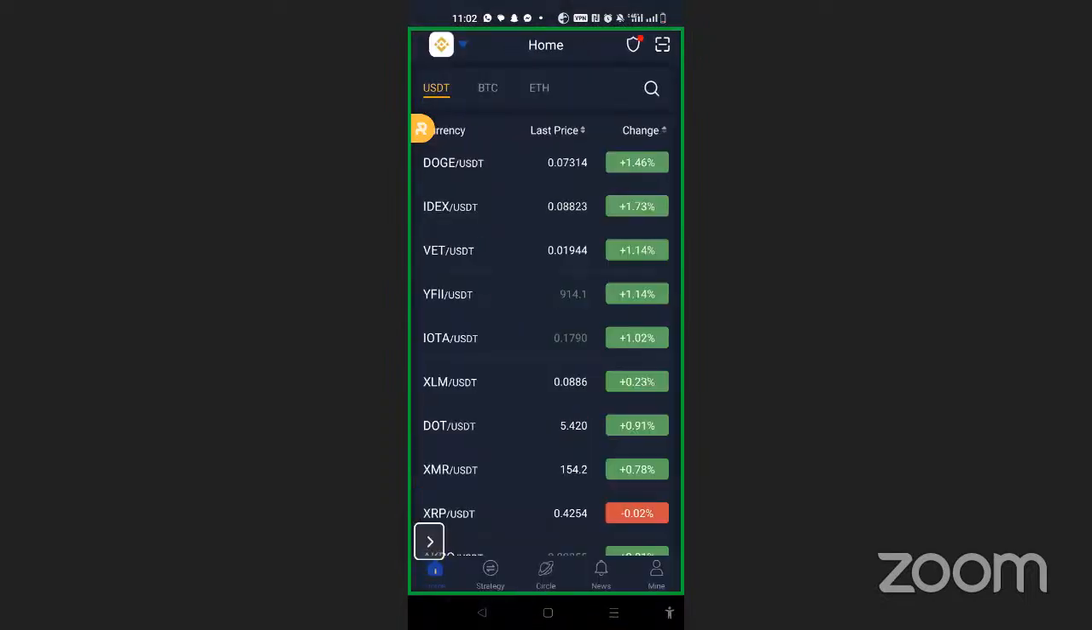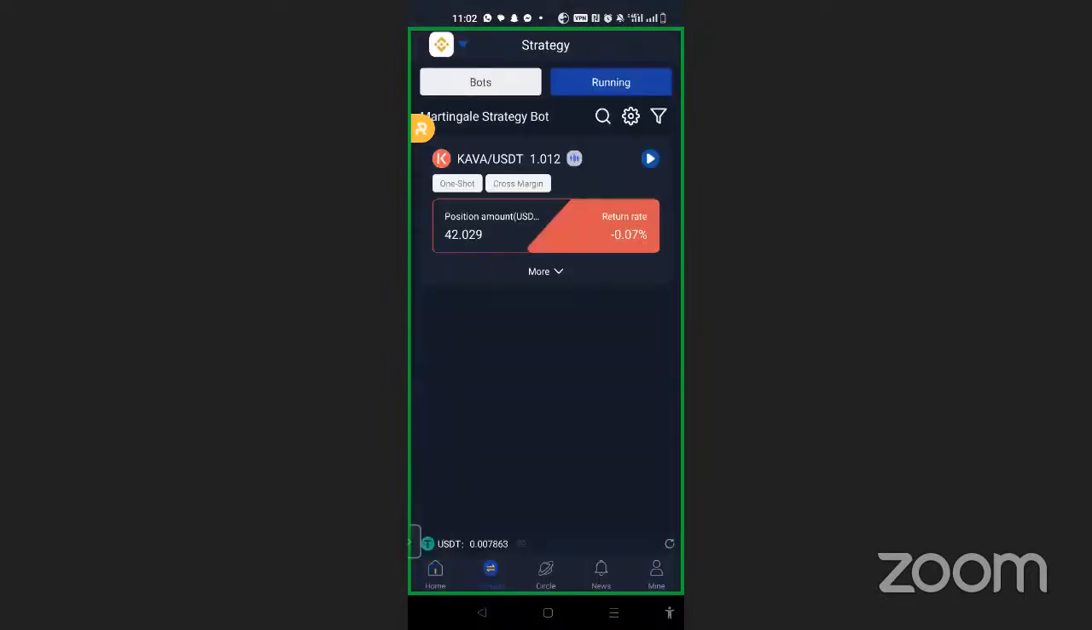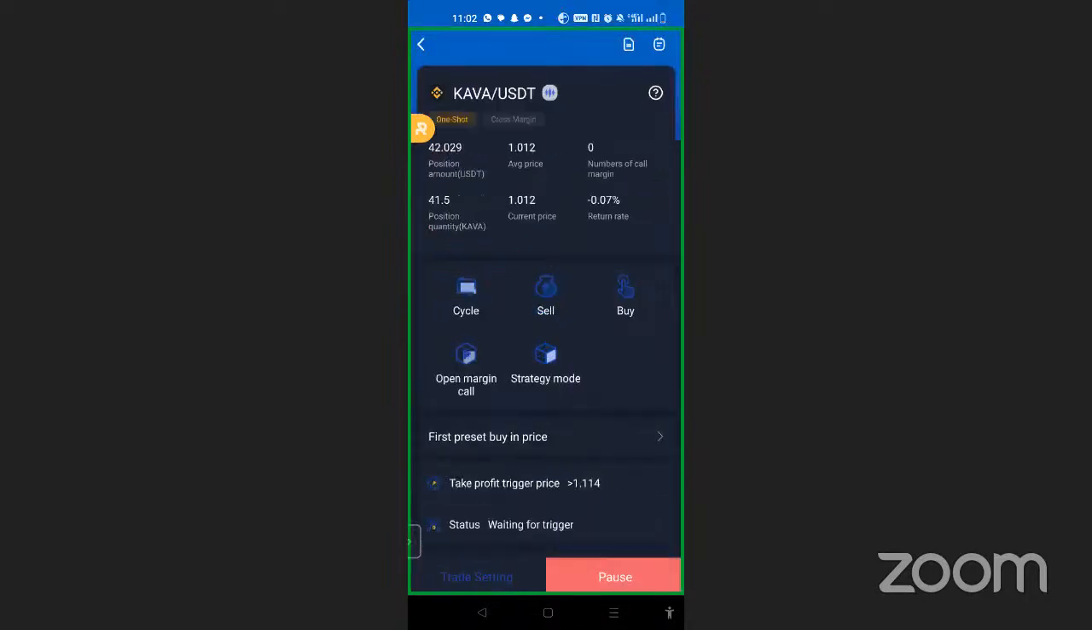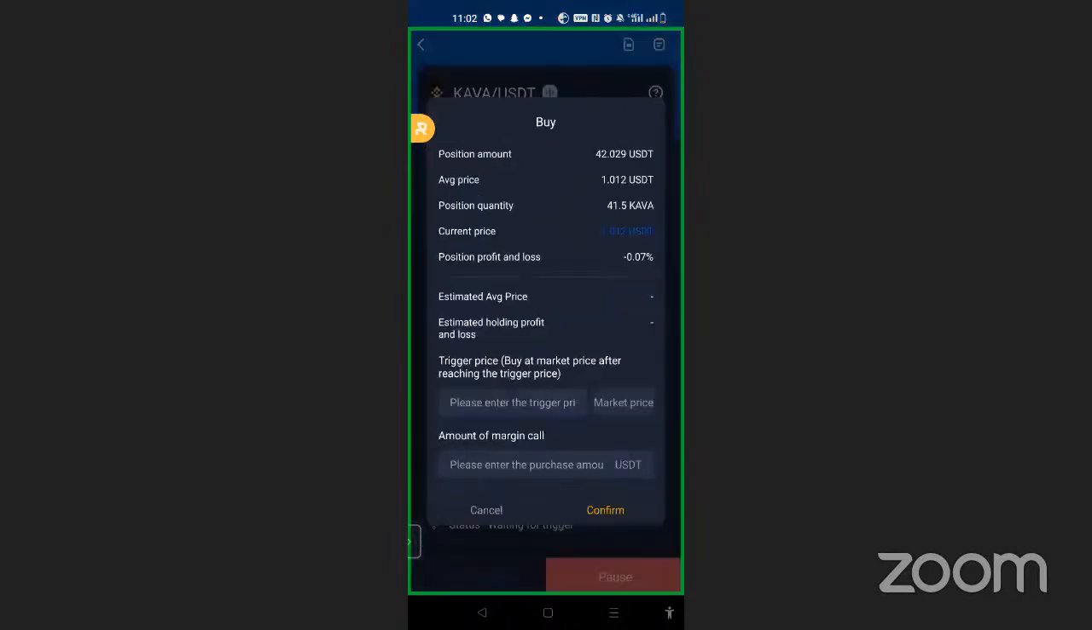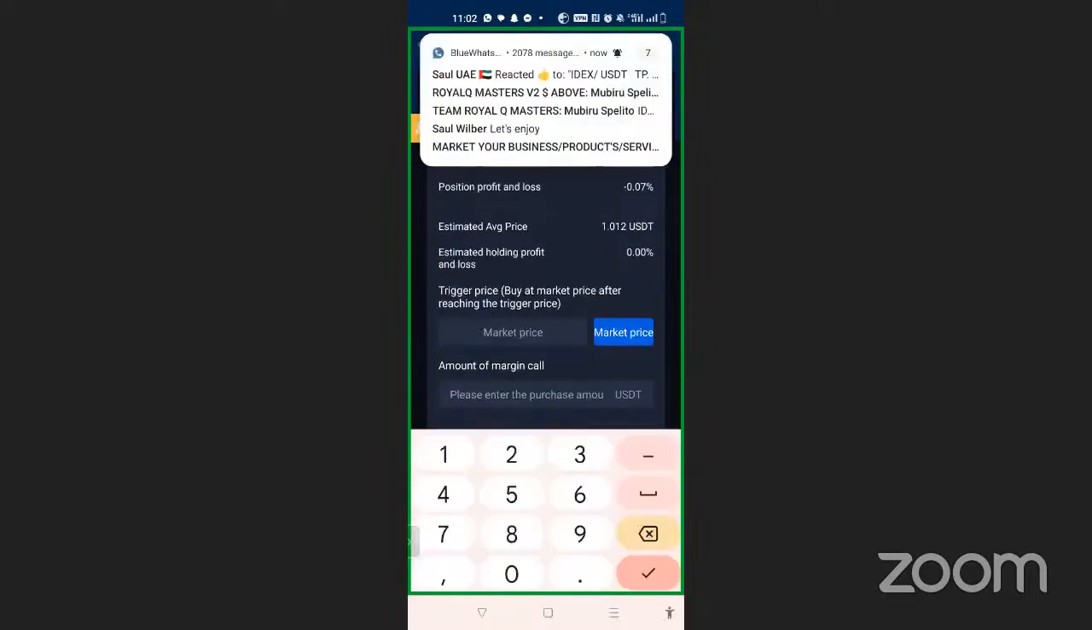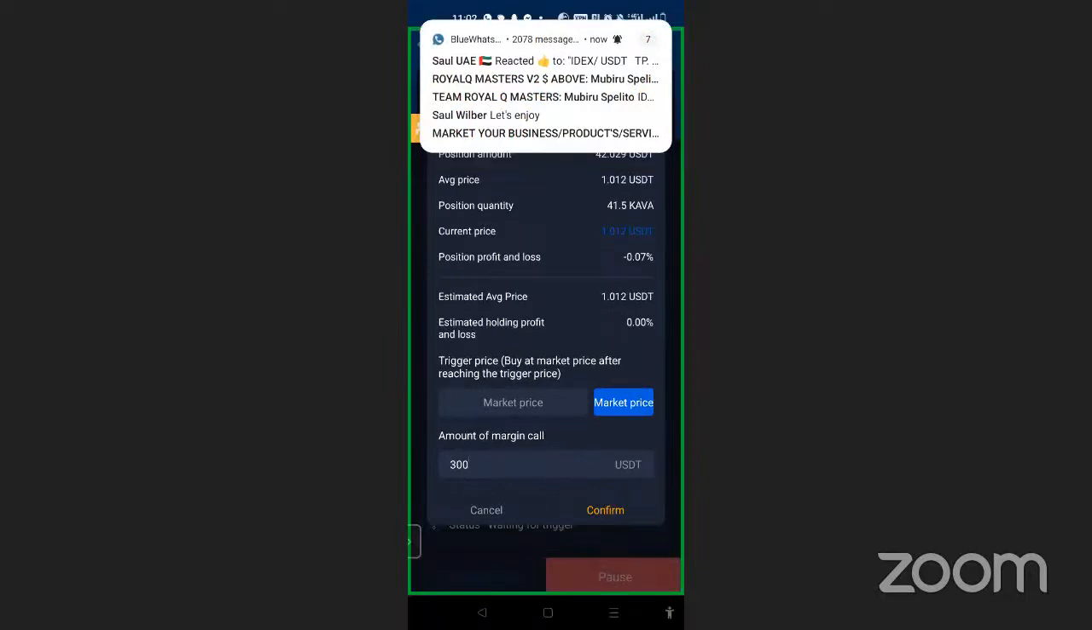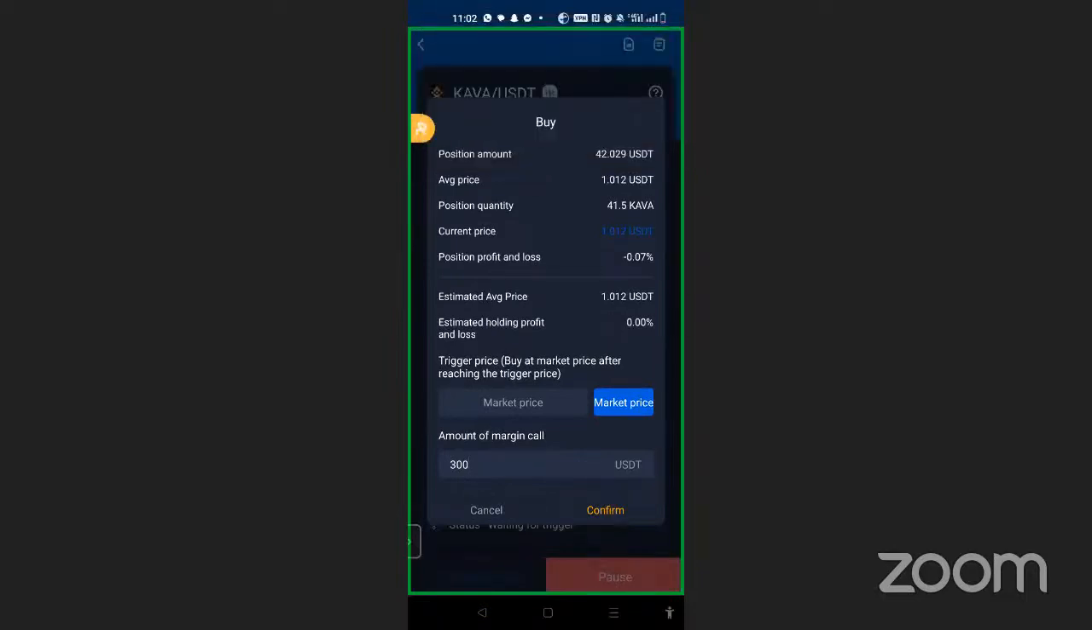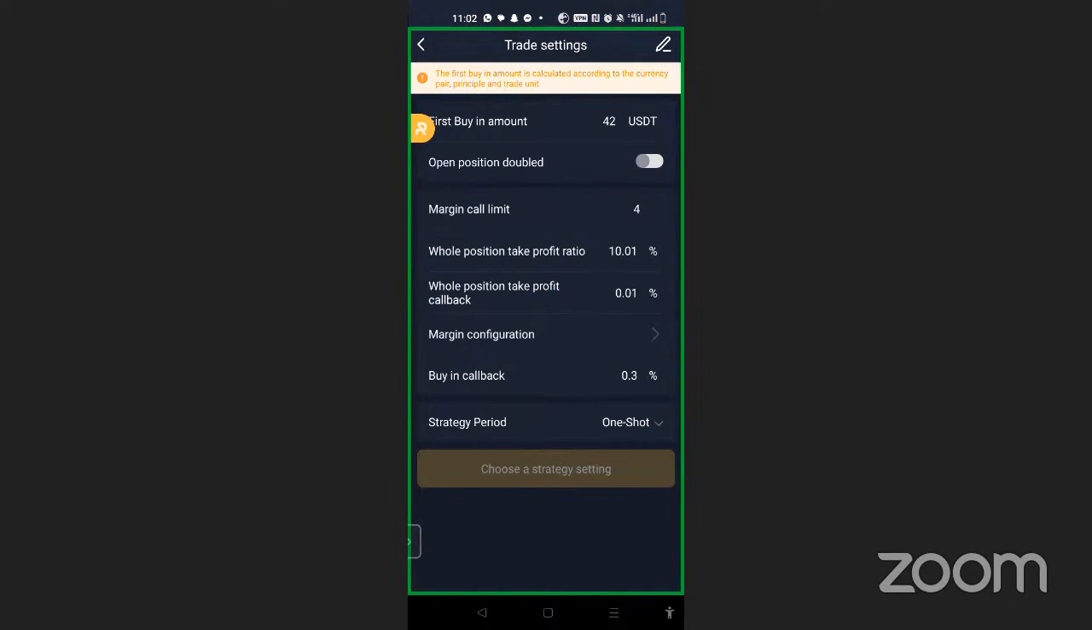And I pick my coin. Let me say I'm trading cover. And then I tap on buy, market price. Depending on the capital that I'm using, if I'm using 1,000, then I'll come here and put in $300. Then I go to my take profit here. If it was 2%, I'll reduce my take profit to maybe around 1.5.